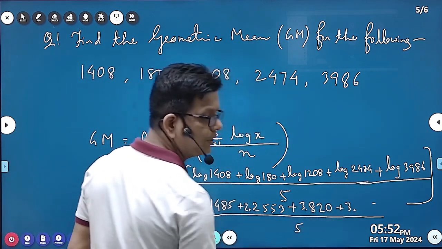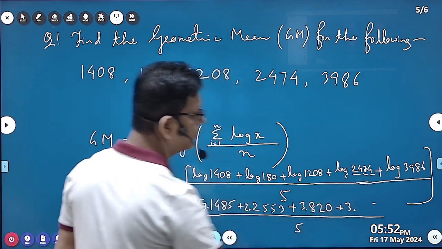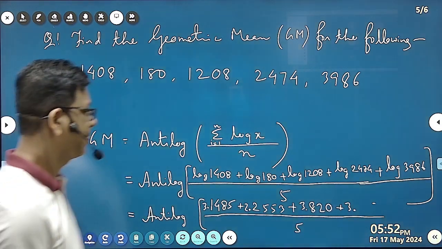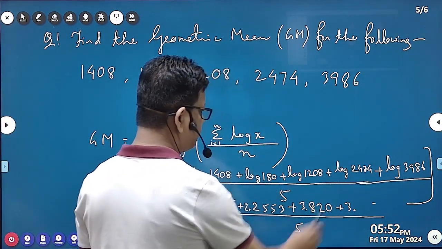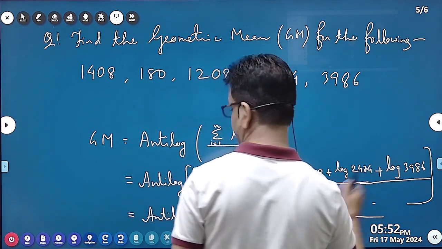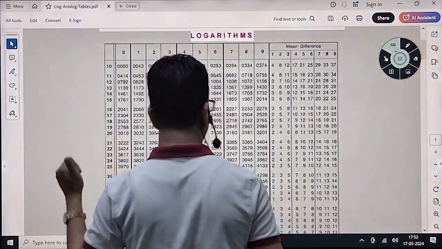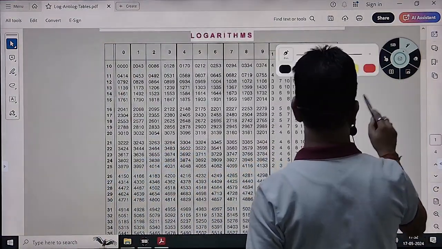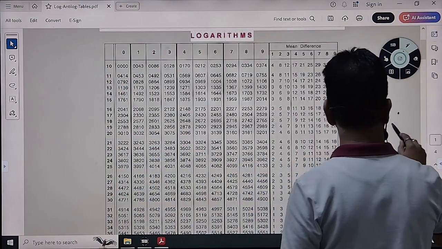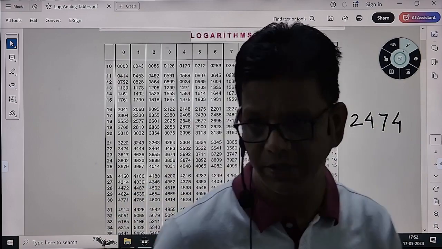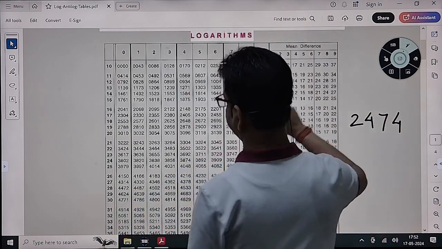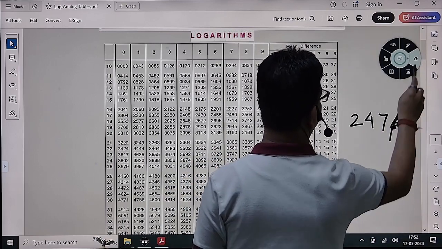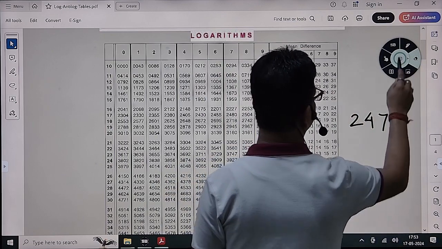3 point. Now say 24, 7, 4. Check it in the log table. 24, 7, 4. I just saw it for the last time. What is the number? 3, 4. Is it? 7, 8. 2, 4, 7, 8. So this is 2, 4, 7, 8.